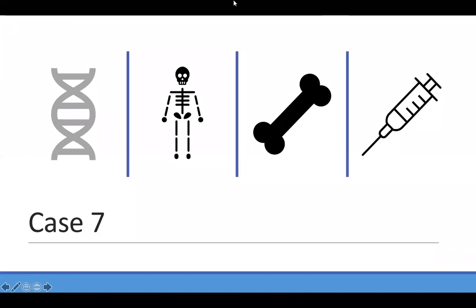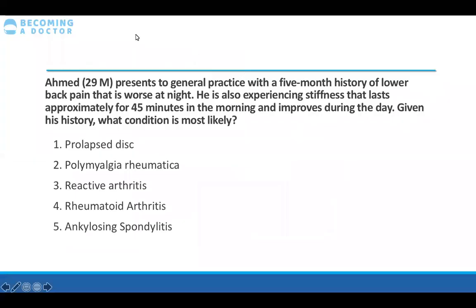Right, let's move on to case 7. Here you've got Ahmed, who's a 29-year-old male. He's presented to the general practice with a 5-month history of lower back pain, which is worse at night. He's also experiencing stiffness that lasts approximately 45 minutes in the morning and improves during the day. Given his history, what condition is he most likely to have?